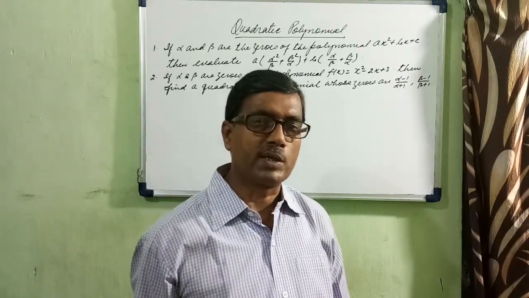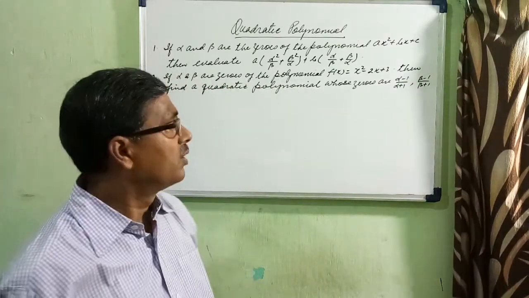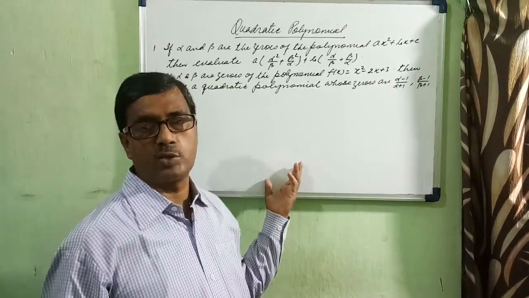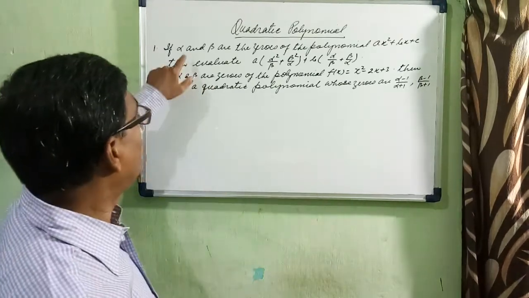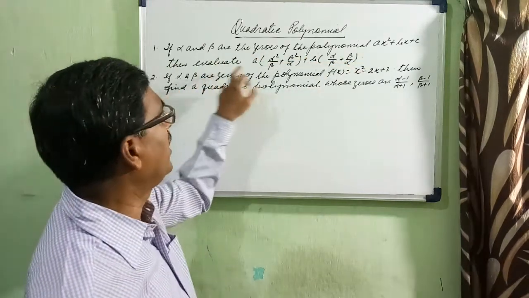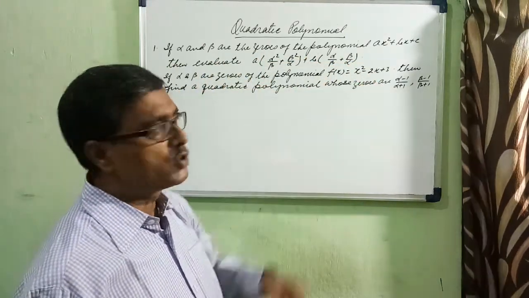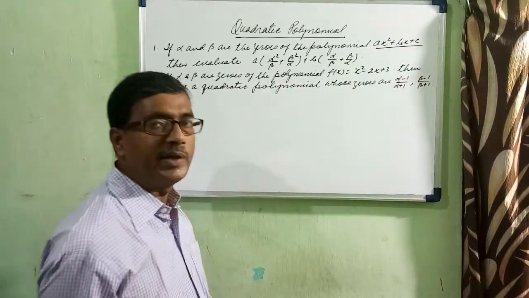You remember last class we discussed 4 or 5 questions. Now a few more questions we will discuss on quadratic polynomial. What are the questions? Look here. If alpha and beta are zeros of this polynomial, evaluate this expression. With the help of this polynomial, you can easily find out the relations.